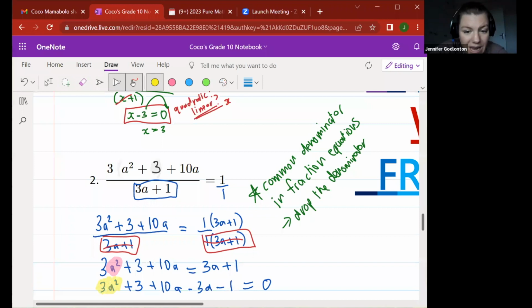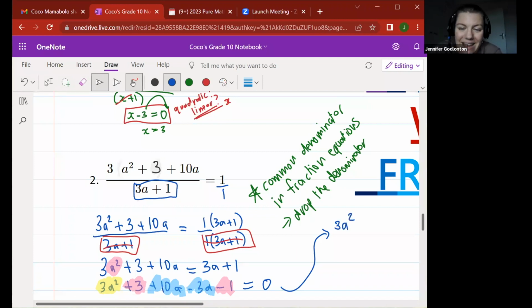Now we're going to start linking our like terms. So we've got this 3a squared over here. We've got a 3 and we've got a negative 1, and then we've got this 10, and we've got this 3. Let's try and write this out. I'm just going to write it next to it over here. Okay, so I have 3a squared, and then a 10 minus 3, that's going to give me 7a, and 3 minus 1, that's going to give me 2, and that is equal to 0.